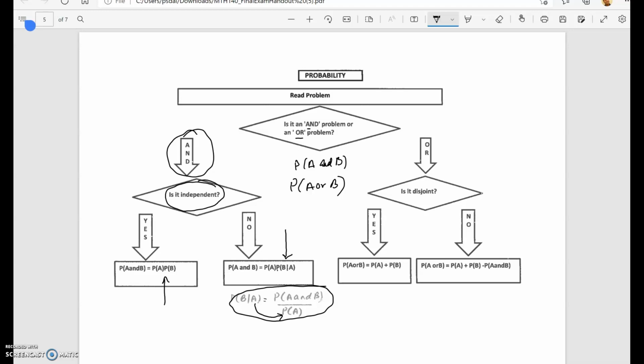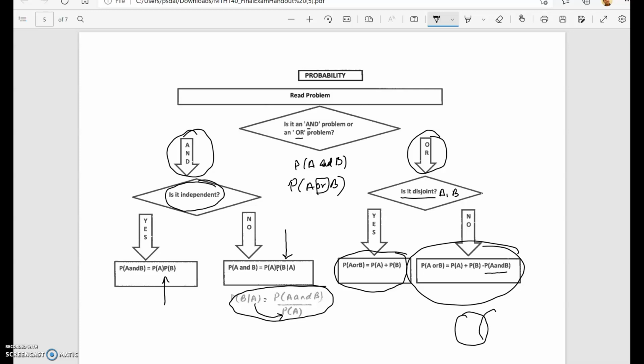If it's an OR problem, so for example, if you have A or B and you have to find the probability of it, figure out if A and B are disjoint, which means non-overlapping. If they're non-overlapping, then the formula is pretty straightforward. You just add the two probabilities. If they're overlapping events, then you use the addition formula, which is P of A plus P of B, but then we subtract the overlap because the overlap has been counted twice.